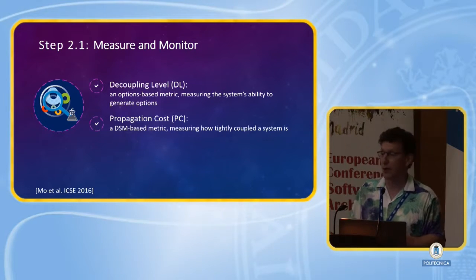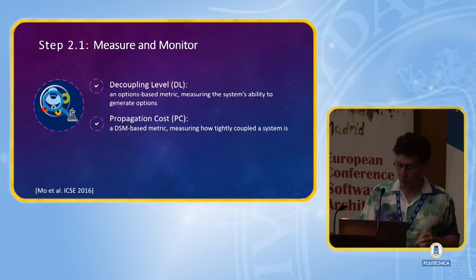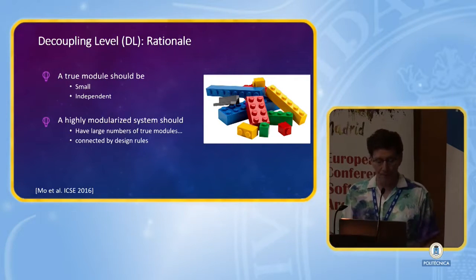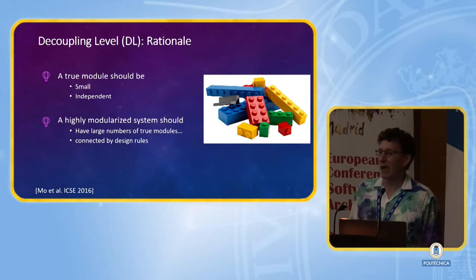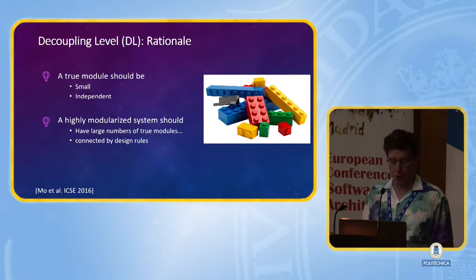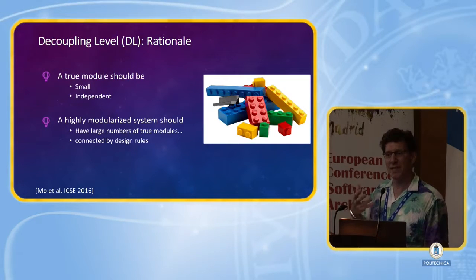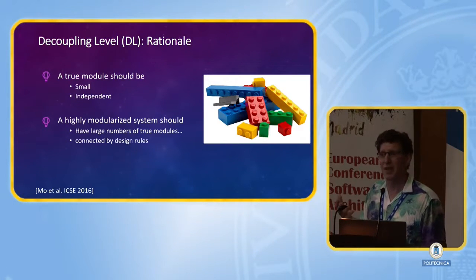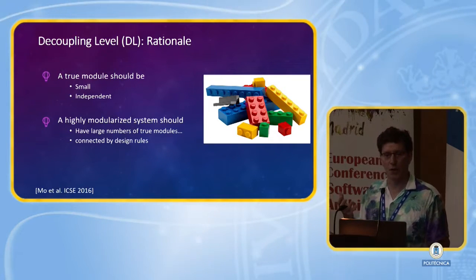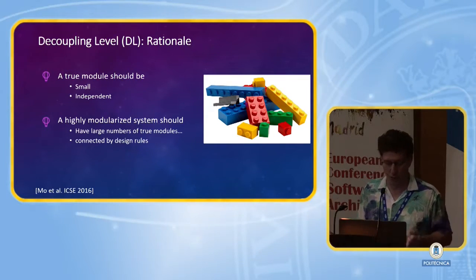In particular, I'll talk about the decoupling level metric that we first presented 2 years ago at ICSE. So decoupling is based on the idea that modules should be small and independent, and that a well-modularized system should have lots of true modules, small independent modules. So this is based on Baldwin and Clark's design rule theory, this notion of an architecture as a set of modular structures with design rules that keep structures independent from each other.